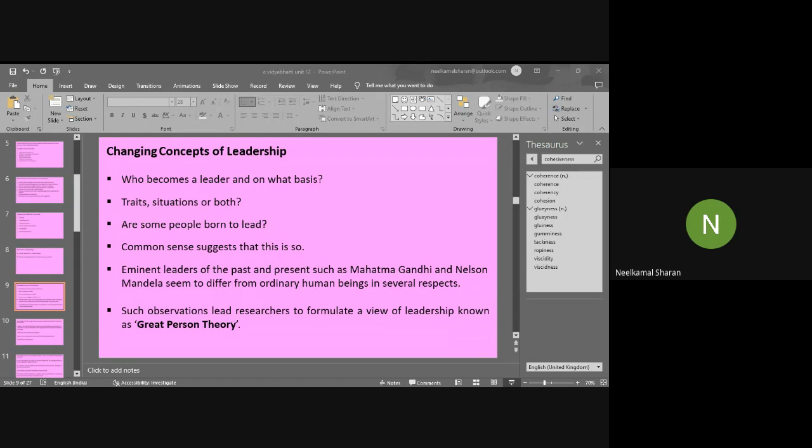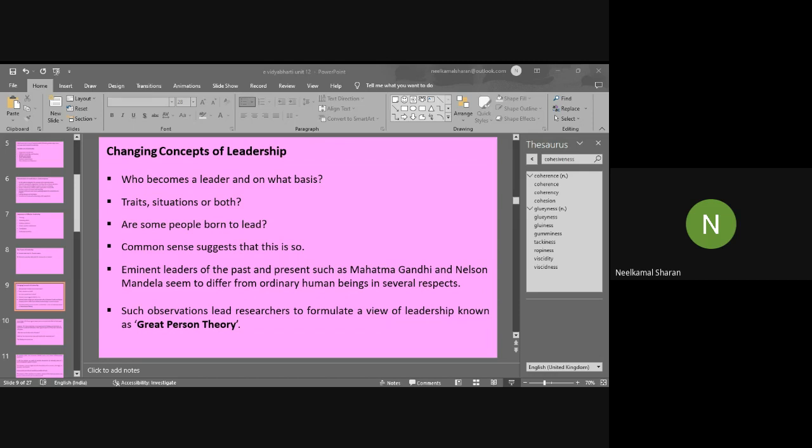However, this theory failed due to unsupported test findings and constructs. This theory fails because of the unsupported findings. They don't have so many findings which say that this great person theory is the important basis of becoming a good leader.